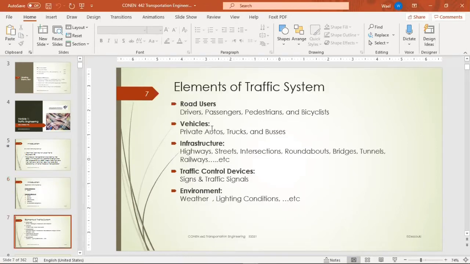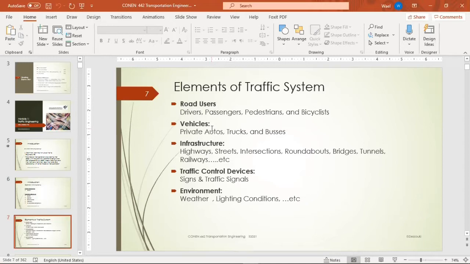The elements comprising the traffic system are basically road users, vehicles, infrastructure, okay, traffic control devices, and the environment. Road users, we mean with road users, drivers, passengers, pedestrians, okay, and bicyclists. Bicyclists are considered pedestrians, by the way. Vehicles, when we talk about vehicles, we are referring to private autos, trucks, and buses. Infrastructure covers the highways, the streets, the intersections, the roundabouts, bridges, tunnels, all the rigid structures that we use for transportation. This is called infrastructure.